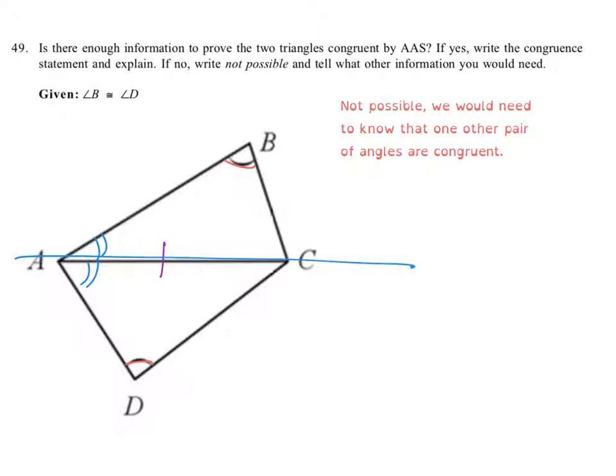So we really don't need to know specific angles are congruent. We just need to know that there's some other pair, and that'll be good enough. And it doesn't have to be that pair either. It could be this pair as well, and for the same reason. So yeah, we just need to know that one other pair of angles are congruent, and that's it.